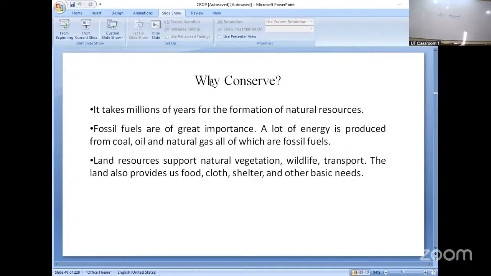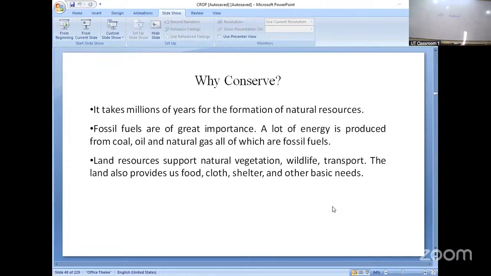Fossil fuels are of great importance, and a lot of energy is produced from coal, oil, and natural gas. Land resources support natural vegetation, wildlife, transport, and forests. They provide us food, clothes, shelter, our basic needs. If we do not conserve these resources, then it will be very difficult for all living organisms to survive.